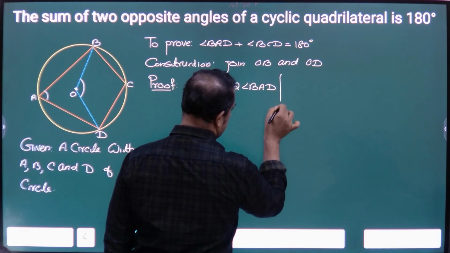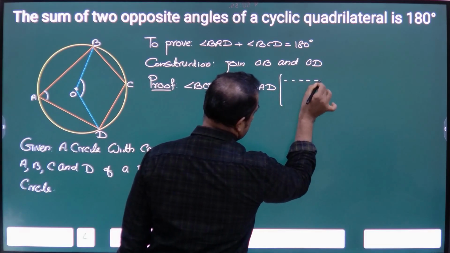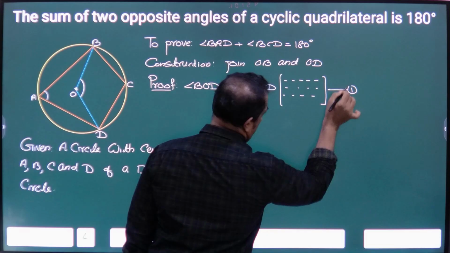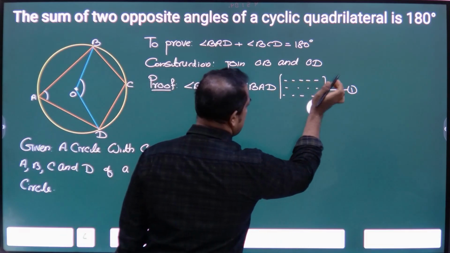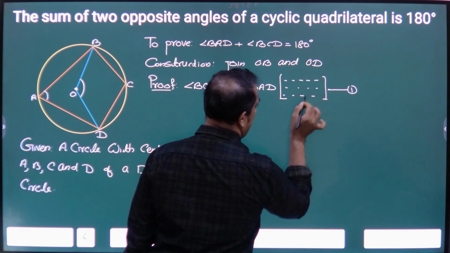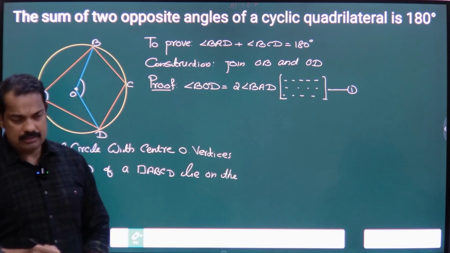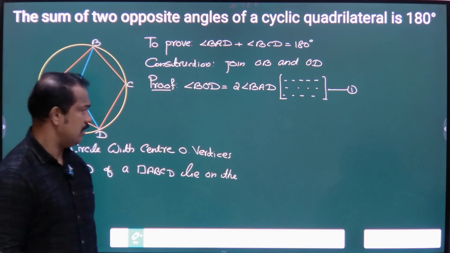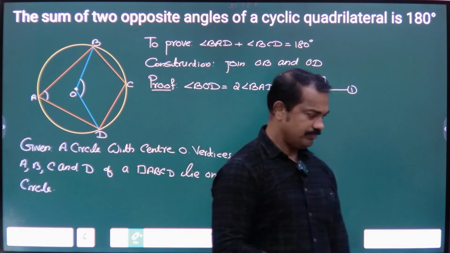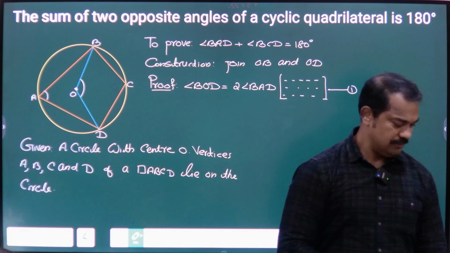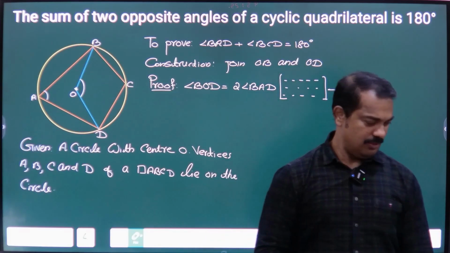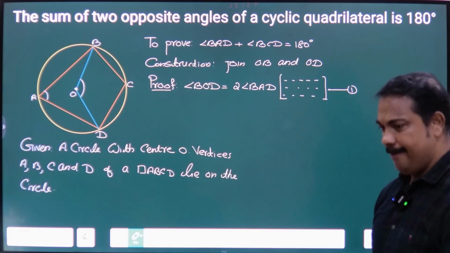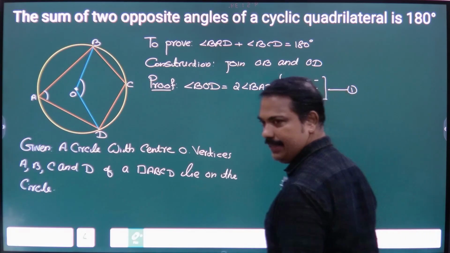Write in bracket the theorem: the angle subtended by the arc at the center is double the angle subtended by the arc on the circle outside the arc. Equation 1. Okay, equation 1. Clear?